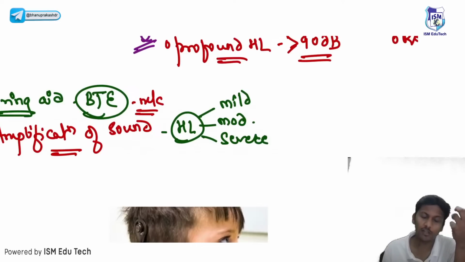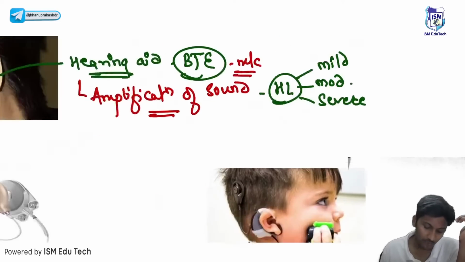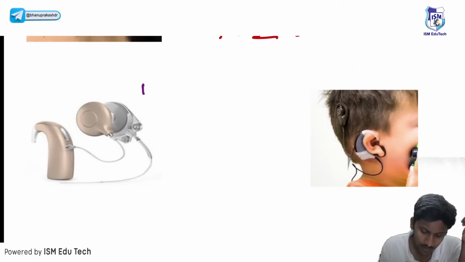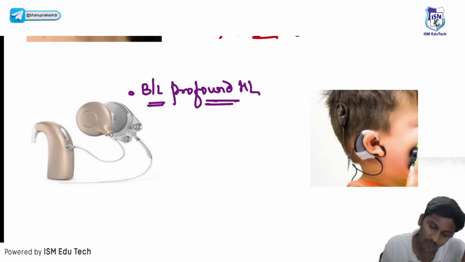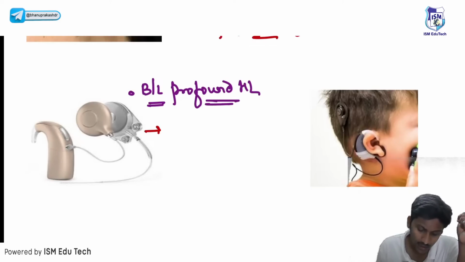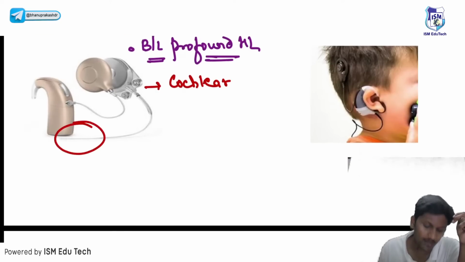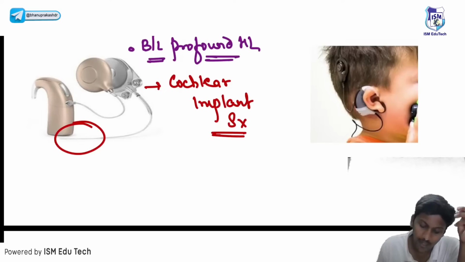So what is done in cases of profound hearing loss then? In cases of bilateral profound hearing loss, we will go for a surgery. And what is that surgery which is done for bilateral profound hearing loss? It is this surgery where we are going to implant this machine, or this electrode, inside the cochlea. This is what is called the cochlear implant surgery.